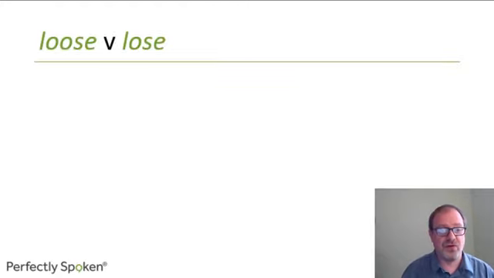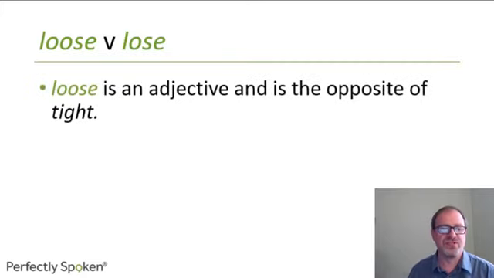Okay, then we've got loose and lose. Notice the difference in the pronunciation of S here. In the first one, loose is an S sound, and the second, lose, is a Z sound. Lose, loose and lose. So loose is an adjective and it's the opposite of tight.